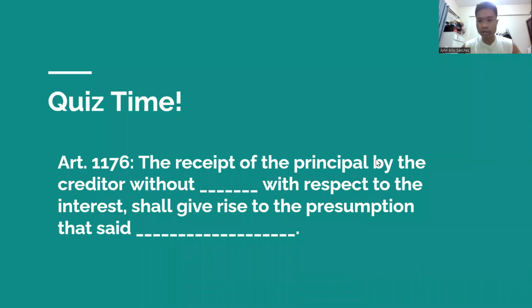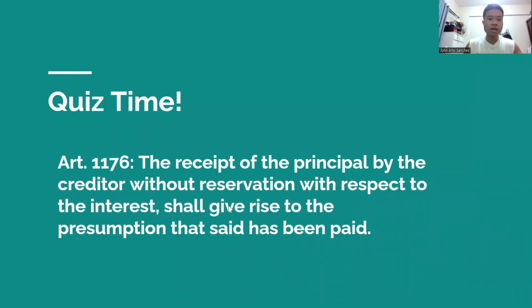So quiz time, to make sure that you can actively recall what we just discussed. Article 1176: the receipt of the principal by the creditor without blank with respect to the interest shall give rise to the presumption that said blank. You can pause to check and guess. The correct answer is reservation. The receipt of the principal by the creditor without reservation with respect to the interest shall give rise to the presumption that said interest has been paid.